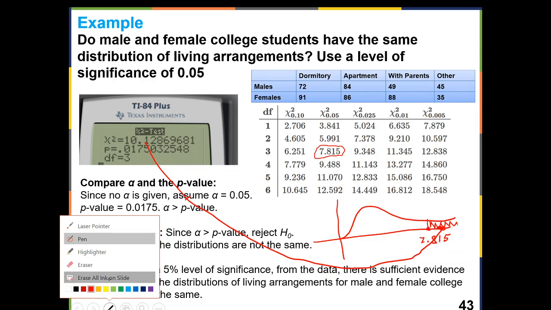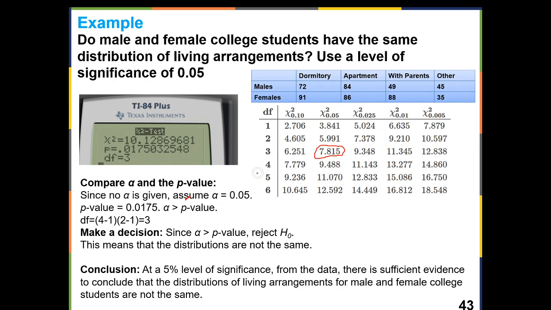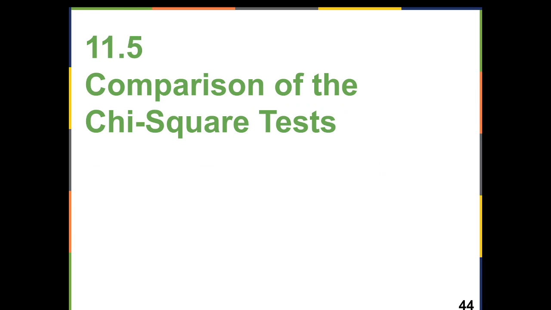All right. Now, the conclusion is that at 5% level of significance from the data, there is enough evidence to reject the null hypothesis, or saying that, to conclude that the distributions of living arrangements for male and female college students are not the same. Remember, the null hypothesis said that they were the same, so we reject that. All right, so this is called the test of homogeneity.